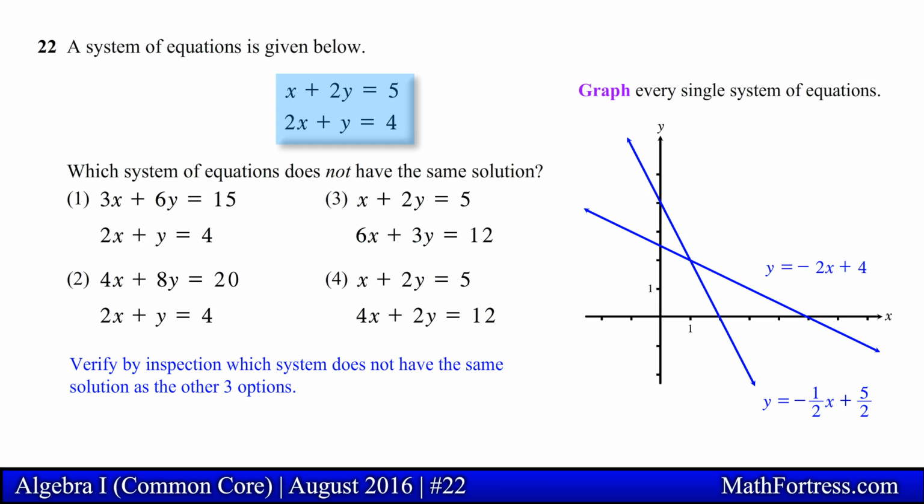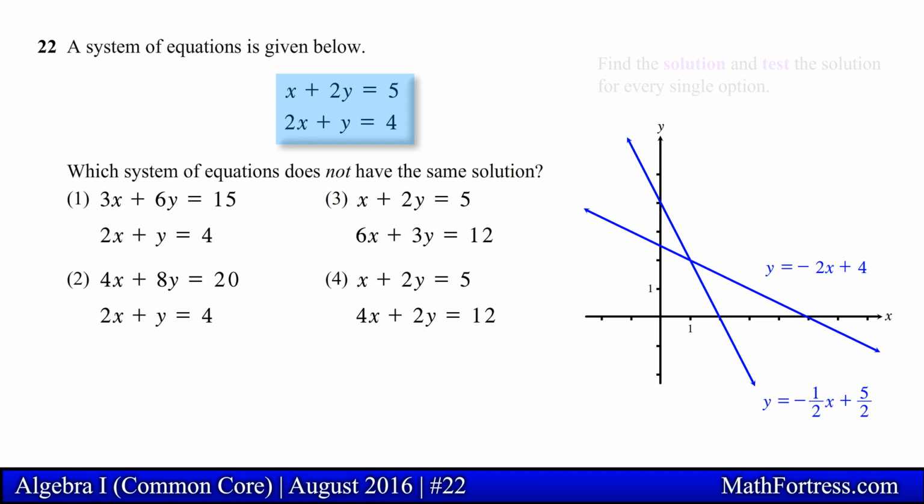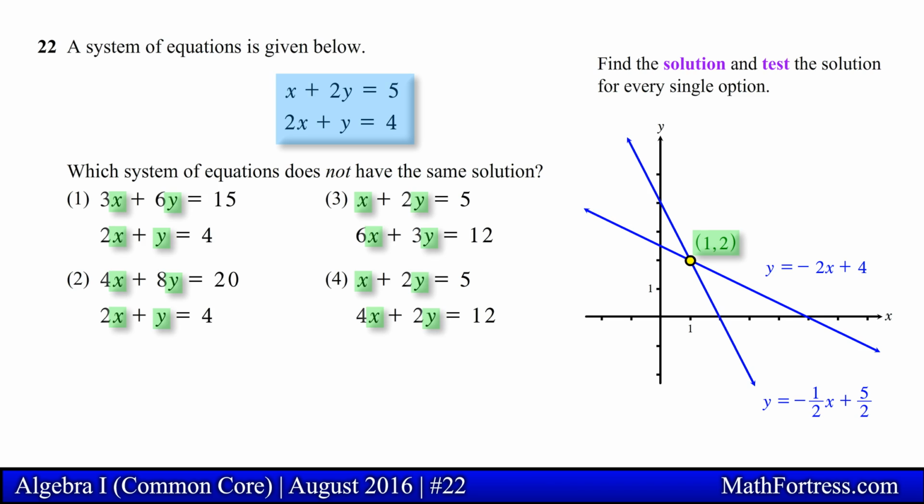This would take quite some time since we need to solve for y for each system and graph all four systems. We can also find the solution of the original system and test the solution for every single option. The option that does not yield a true statement for both equations would be our answer. This method will also take some time.